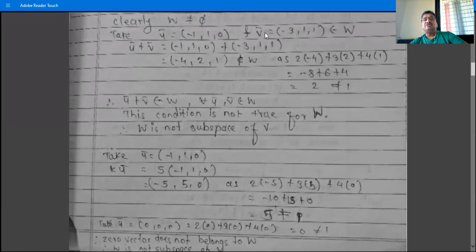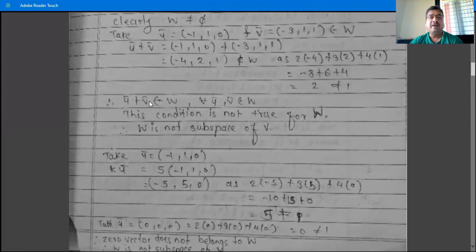Now, what is the addition of U bar and V bar? U bar is (-1, 1, 0) plus V bar, which is (-3, 1, 1), so the addition is (-4, 2, 1). And this is not an element of W because it does not satisfy this condition: 2 × -4 + 3 × 2 + 4 × 1 = what? -8 + 6 + 4 = 2. It is not equal to 1.